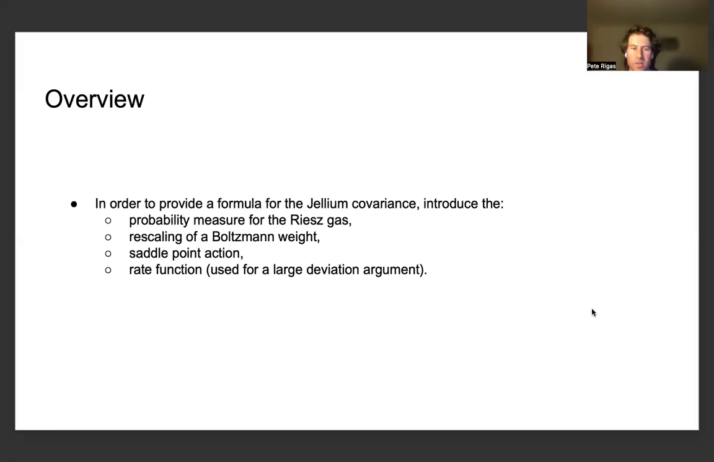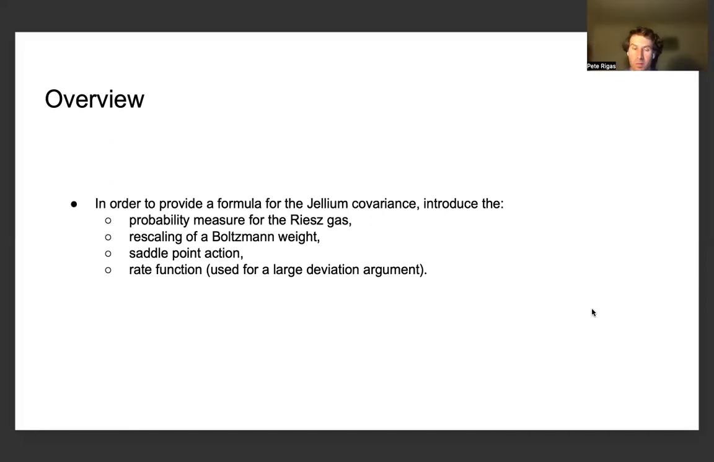And to provide this formula for the covariance that they anticipate their methods can be useful for, they introduce a probability measure for the Riesz gas, from which we'll have to introduce a rescaling of the Boltzmann weight. And associated with the probability measure on the eigenvalues of a matrix, we're going to have to make use of an effective saddle point action whose approximation is related to a rate function. And the rate function is going to be used for a large deviation argument.